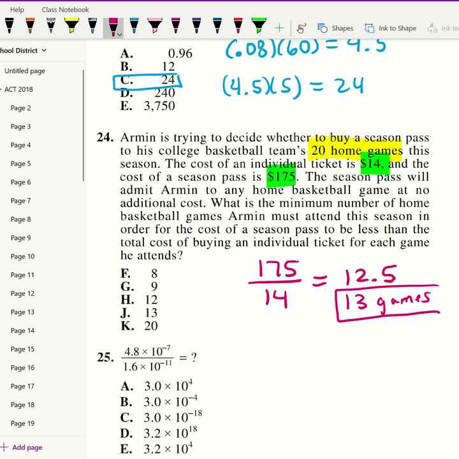In fact, if you do 12 times 14, you get 168. You have still not paid the full amount of your season pass. So 12 games is not enough. You have to kind of be careful there and think about how you would round that. You really need to go to that 13th game so that you can get past that cost of $175 and realize it's a good deal.